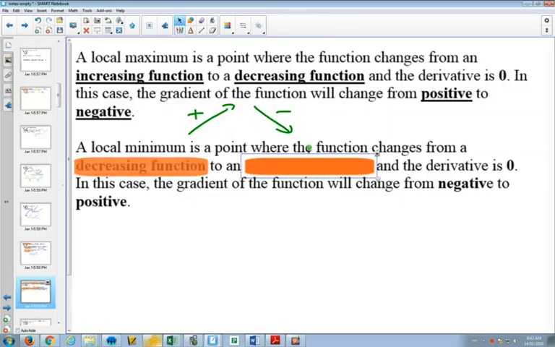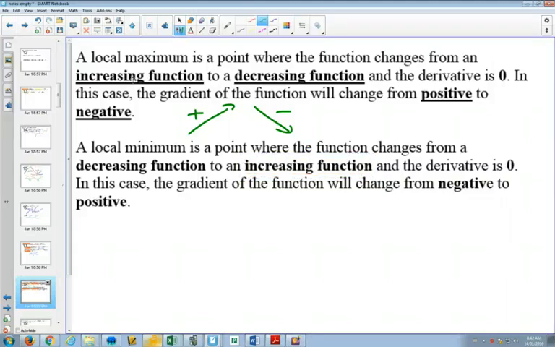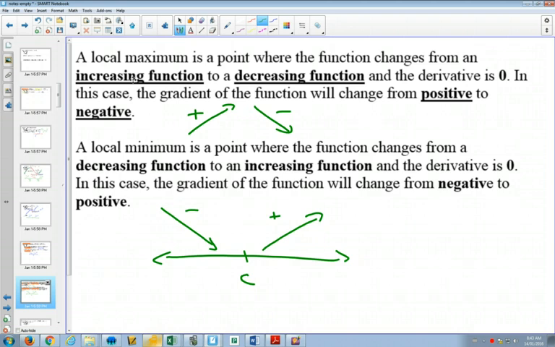And anytime you change from a decreasing to an increasing, again, you're decreasing and then you go to an increasing, that would have to be a local minimum. And again, the derivative now is changing from being negative to being positive. And of course, at point C, that's where your derivative is equal to 0.